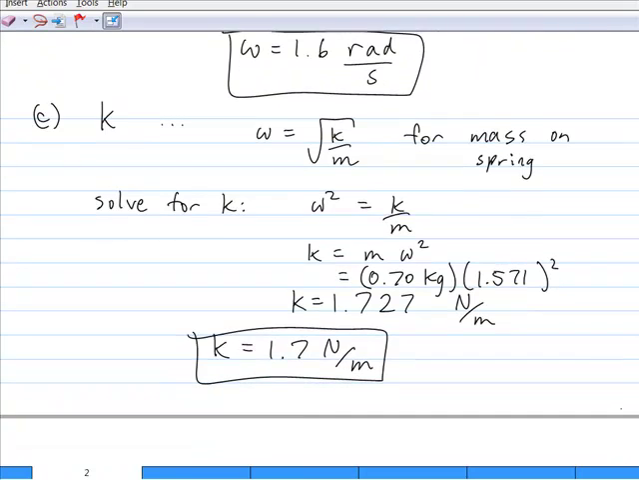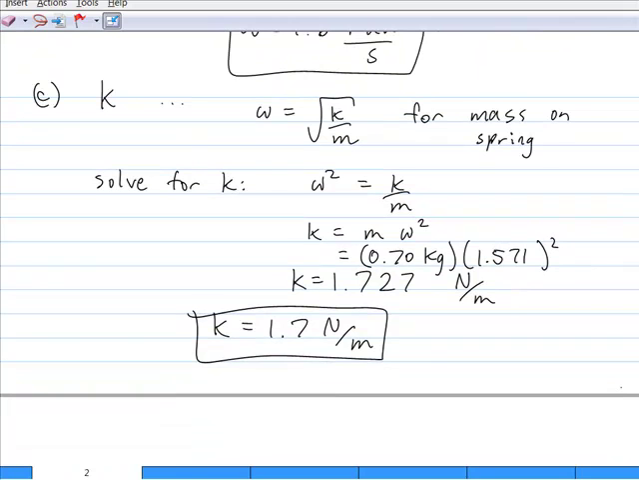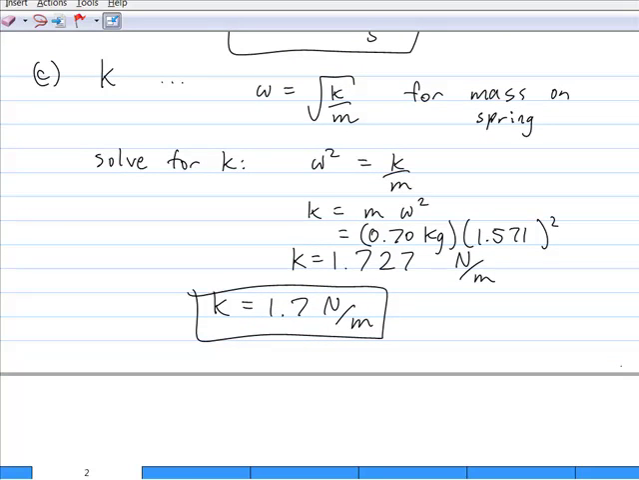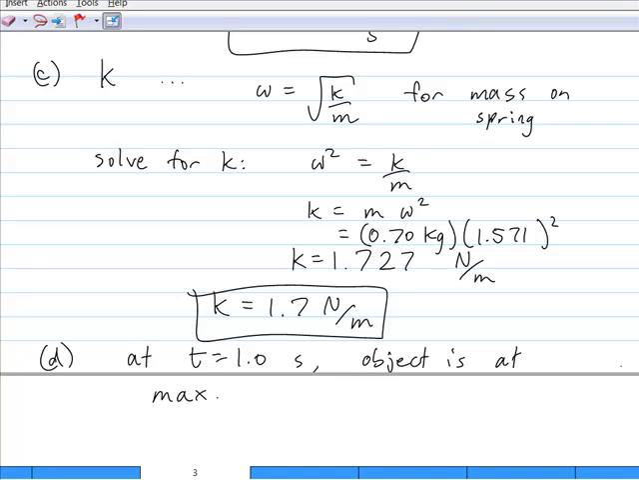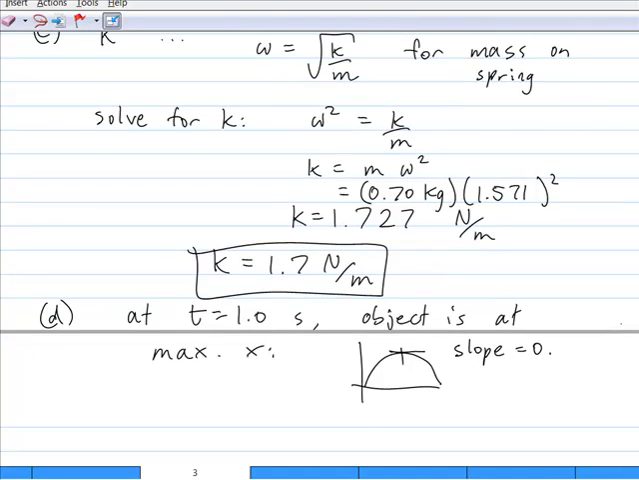Part D is asking for the speed of the object at t equals 1 second. Well, that I'm going to get from inspection on this graph. At t equals 1 second, the object is at maximum x. It's as far to the right as it's going to get. So it looks like this. And here, the slope at the maximum equals 0, so the speed equals 0.